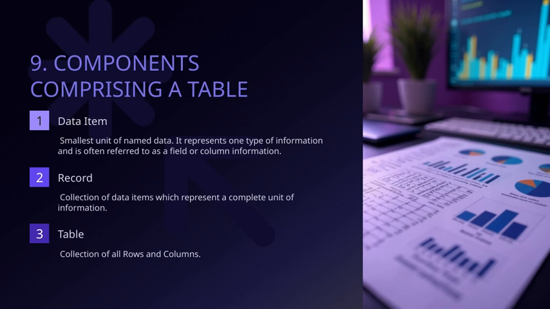For example, a record for a customer might include their name, address, and phone number, all the data items that belong to that one customer. Finally, we have the table itself, which is a collection of all the rows and columns, so all the records and their associated data items. It provides a structured way to organize, store, and view large amounts of data. Understanding these components helps us see how data is structured and managed within a database, which is fundamental as we move forward in exploring how data is stored and utilized effectively.